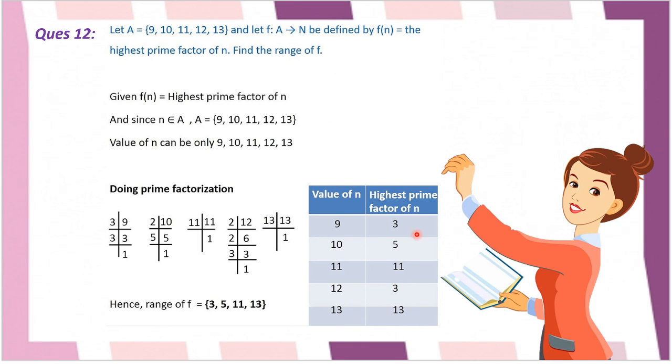So what is the range? 3, 5, 11 and 13. Just because we never repeat the elements, we will not write 3 again.